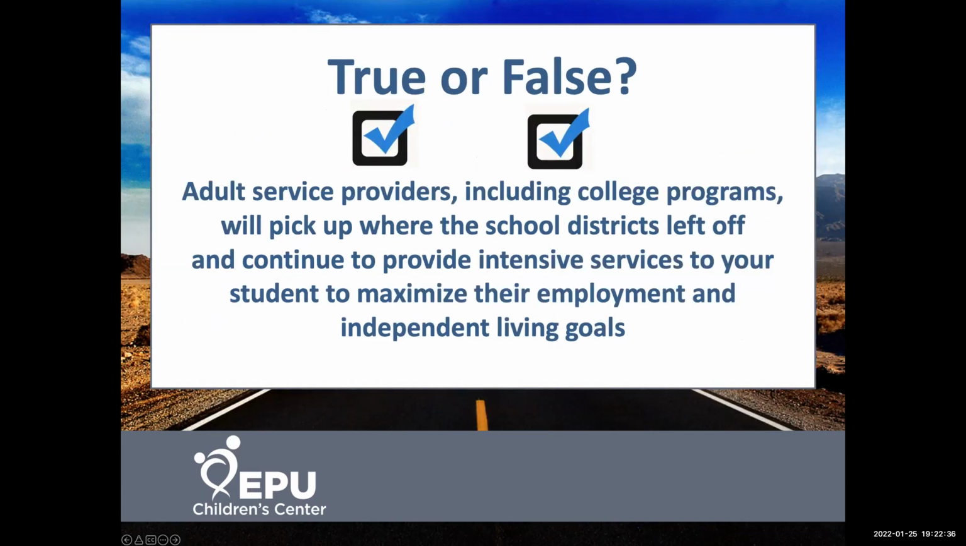But one of the things that we wanted to move on and ask, and maybe you can put this in the chat, it's totally up to you. I know you're all in webinar mode, but I wanted to see what you thought, whether this was true or false. So adult service providers, including college programs, will pick up where a school district leaves off and continue to provide intensive services to your student to the maximum their employment and independent living goals. So do you think when a child leaves high school with an IEP or a plan, that other providers are going to pick up where they left off and do it just as intensely as the school did? And again, I can't see any of your hands raised or anything like that, but maybe someone on the panel might want to answer that question, or we could just read them off.